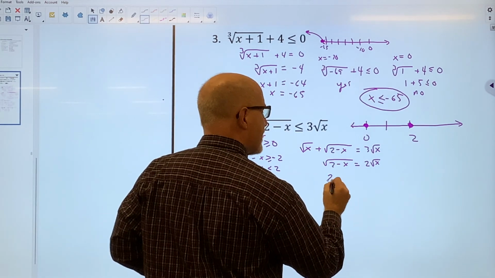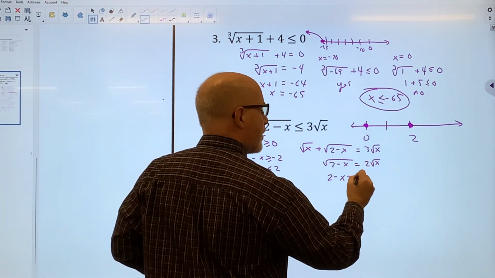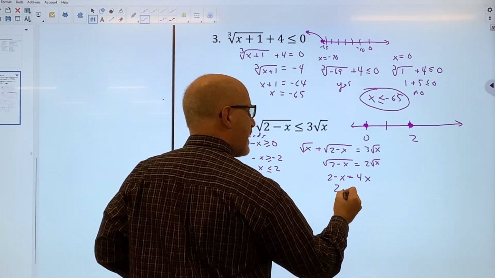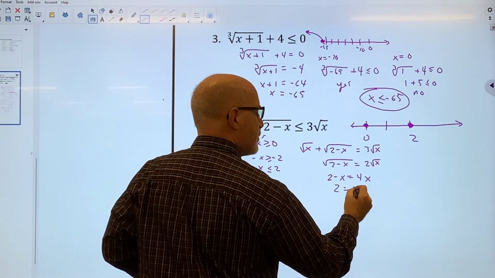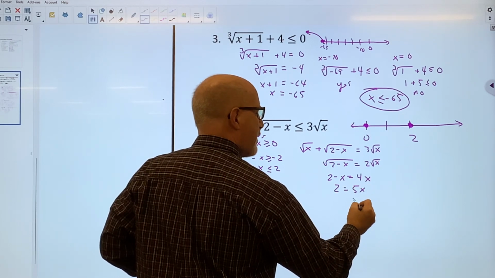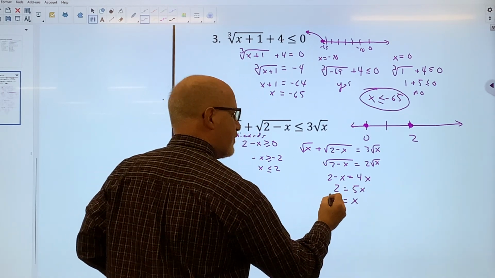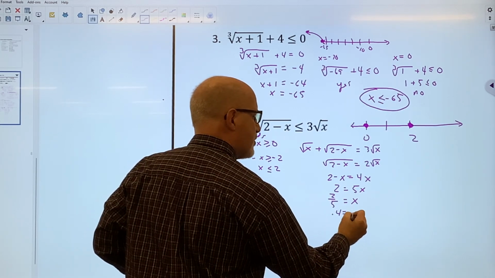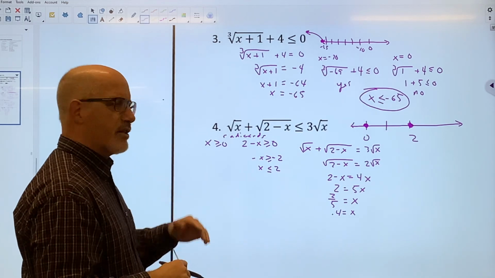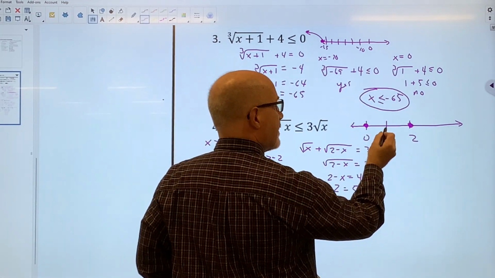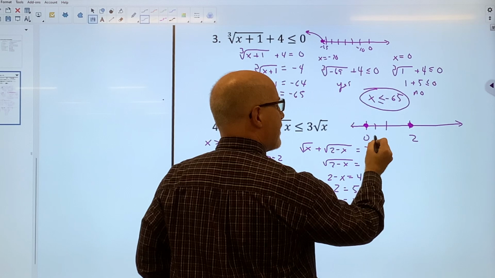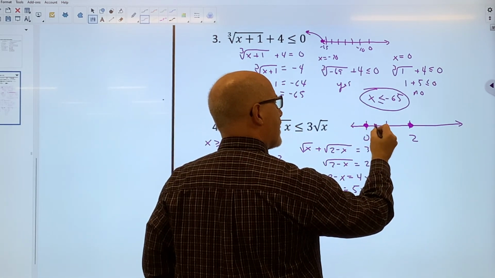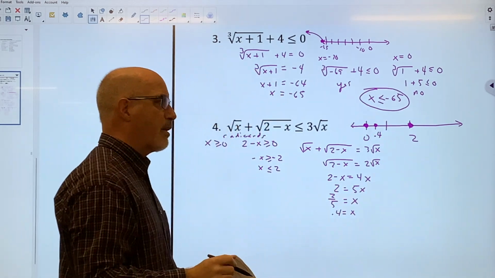If I square this side, I get 2 minus x equal to the square of 2, which is 4, and the square of the square root of x, which is x. Add x to both sides, you get 2 equal to 5x. Divide by 5 and you get x equal to 2/5, which is the same as 0.4. I'm going to use just 0.4 to help me on this graph. If this is 1, 0.4 is right about there. I'm going to put a solid dot on it, just to emphasize where my regions are.